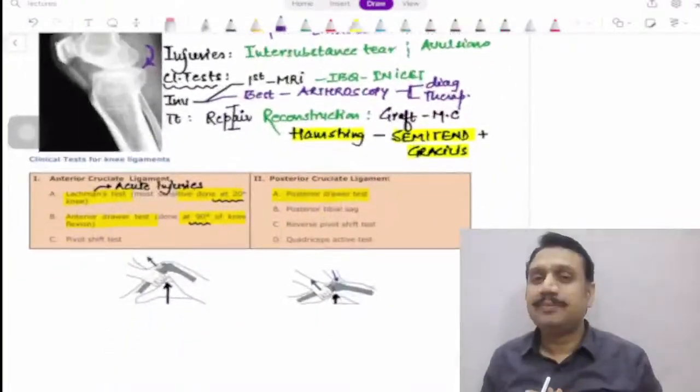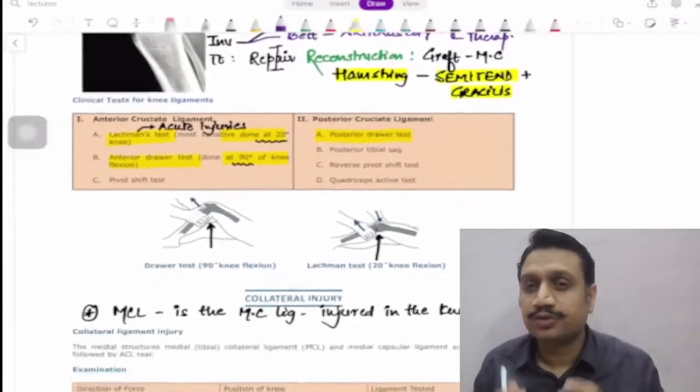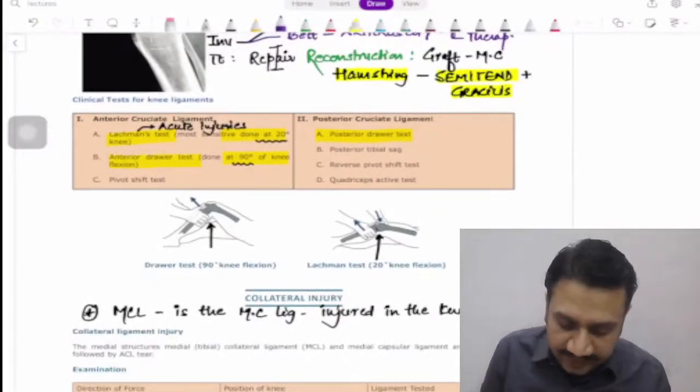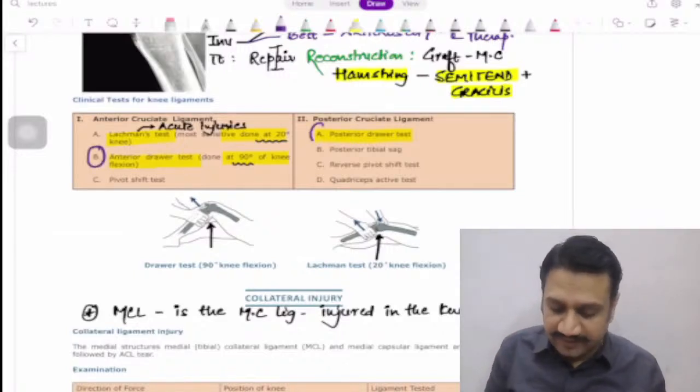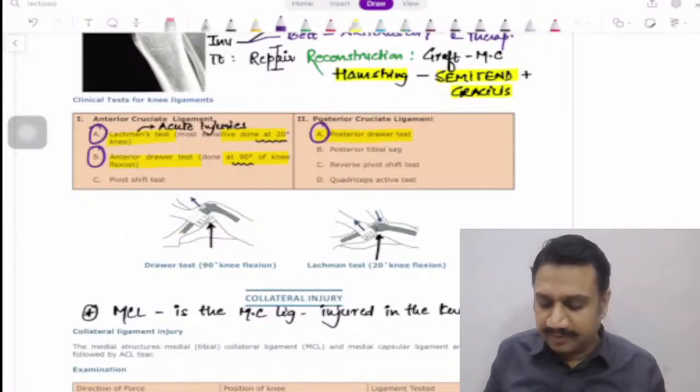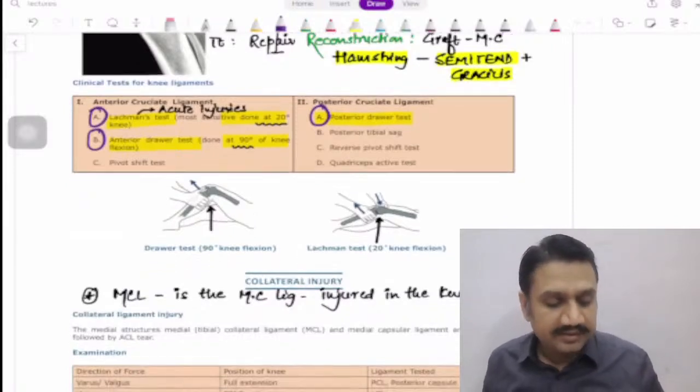When you look at the ACL PCL, what are the most important clinical tests you should remember all the time? The draw test, and the Lachman test. So draw will be done with the knee flexed to 90 like this, and Lachman will be done with the knee flexed to 20.